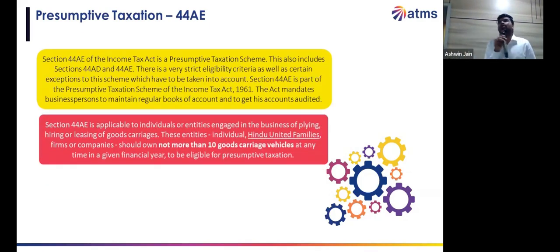It is applicable to all the assessees. Unlike 44AD and ADA, where individual, HUF, partnership firm and LLP have no entry, in 44AE it is applicable to all individuals and any other entity whose business is plying, hiring, leasing of goods carriage. The only condition is they should not have more than 10 goods carriage vehicles at any time during the financial year to be eligible for presumptive taxation. This means that it is applicable for a person who is running a business with very limited vehicles.